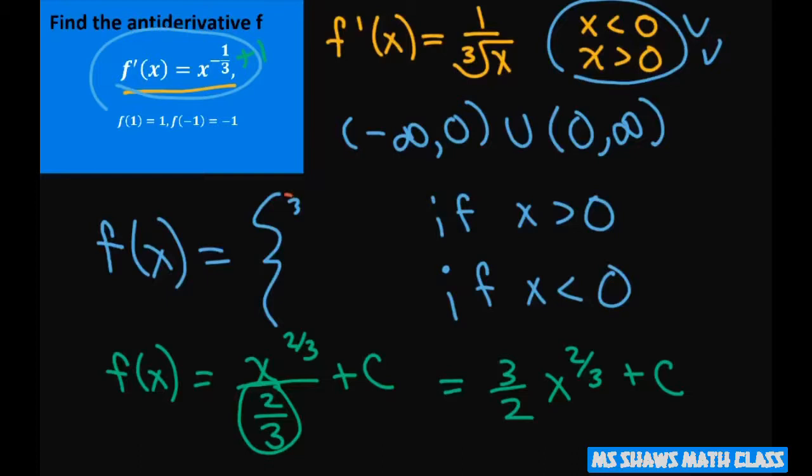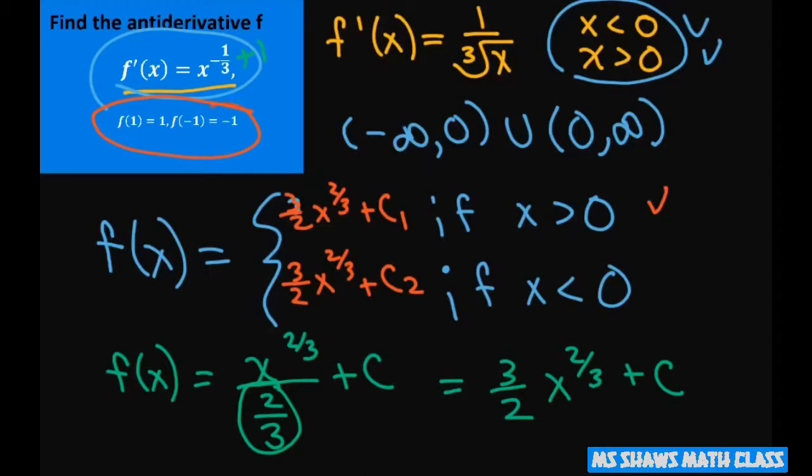Let me do this in red. 3/2 x to the 2/3 plus c1 for the first one, and that's if x is positive, or 3/2 x to the 2/3 plus c2 if x is negative. That's why they split this up here. So let's do the positive one first.